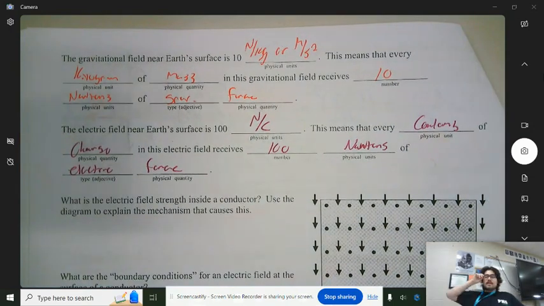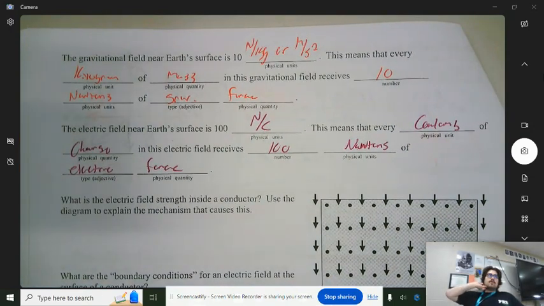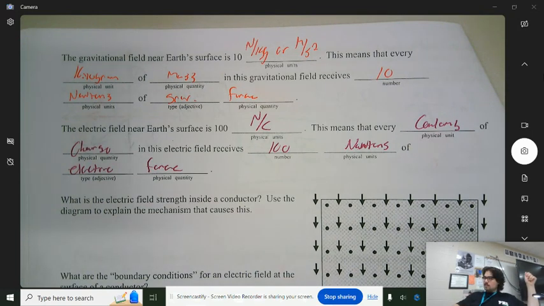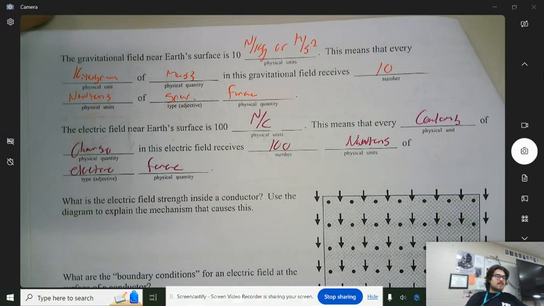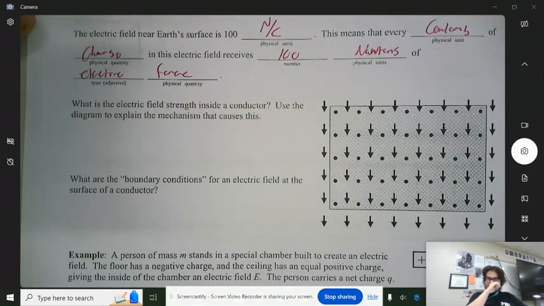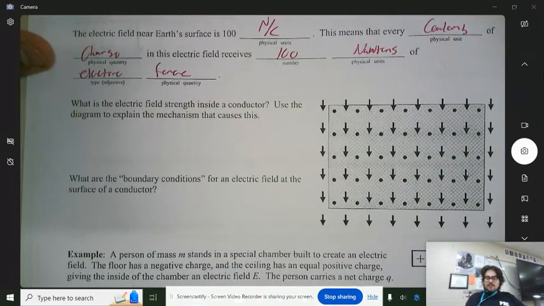Okay. Now, do you need to know that 100 newtons per coulomb? No, not necessarily. It's not really a constant that you need to memorize, but it is kind of fun to know. I don't think you need to know it. Let me double check really quickly. It's not on your formula sheet, so I would say you probably don't really need to know that, okay? But, yeah. Okay, electric field strength inside of a conductor.